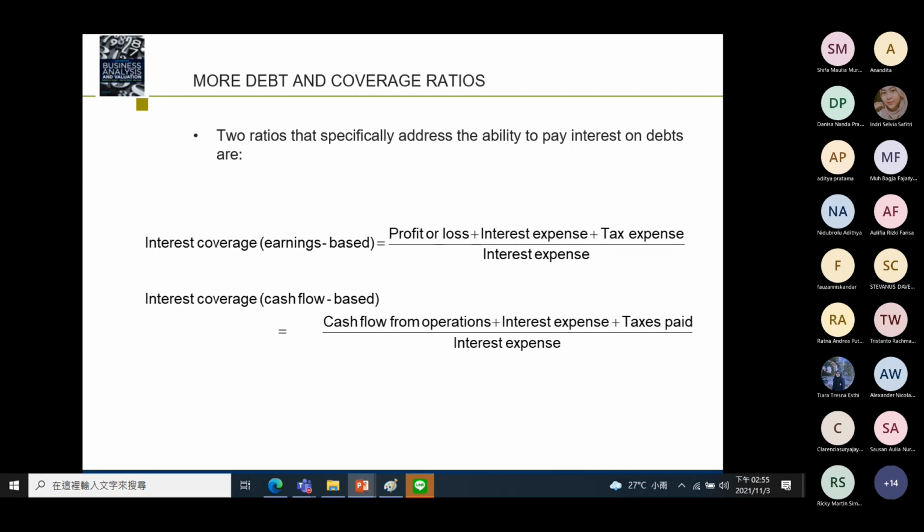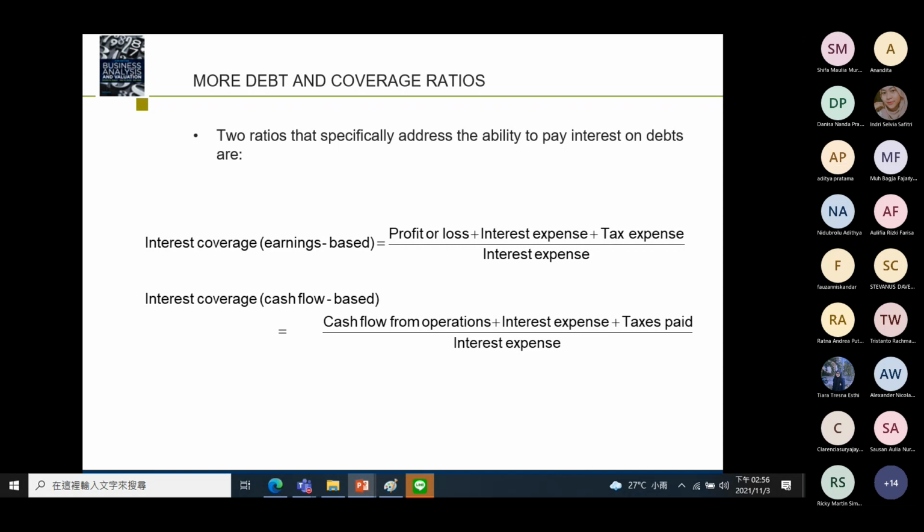A coverage ratio of 1 implies that the firm is barely covering its interest expenses through its operating activities, which is a very risky situation. The larger the coverage ratio, the greater the cushion the firm has to meet interest obligations.